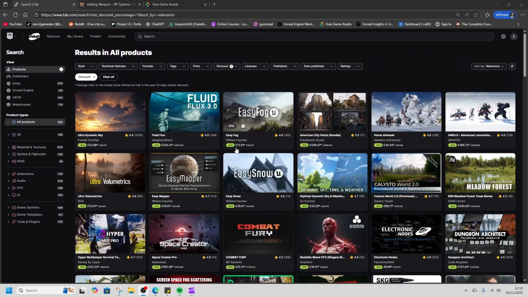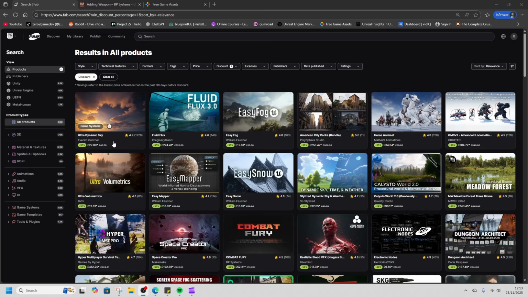Right, so let's get into it. The first asset that you can use across projects, and I think is a really good asset, but I would be waiting until I was at a point where I was doing my level design and I needed it and it elevated my level design, is Ultra Dynamic Sky.